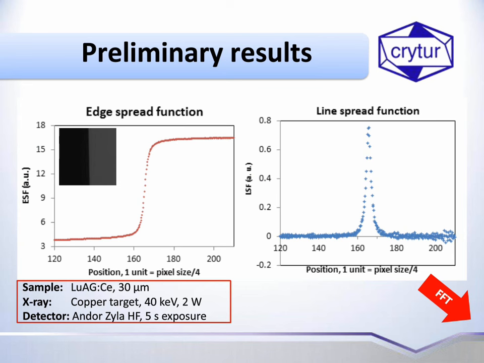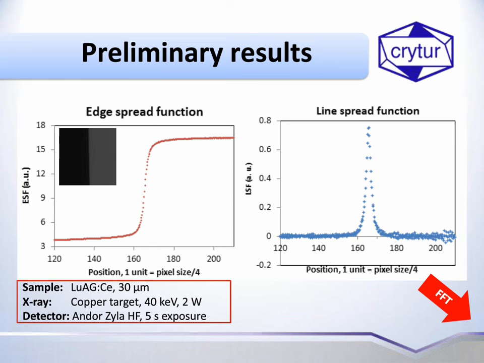On the left-hand side, you can see the slanted edge image and the variation of the contrast, the edge spread function, which can be easily obtained from the image. On the right-hand side, you can see the line spread function, which is the derivative of the edge spread function, and actually its thickness, or the FWHM, will tell you what the resolution of the system is.